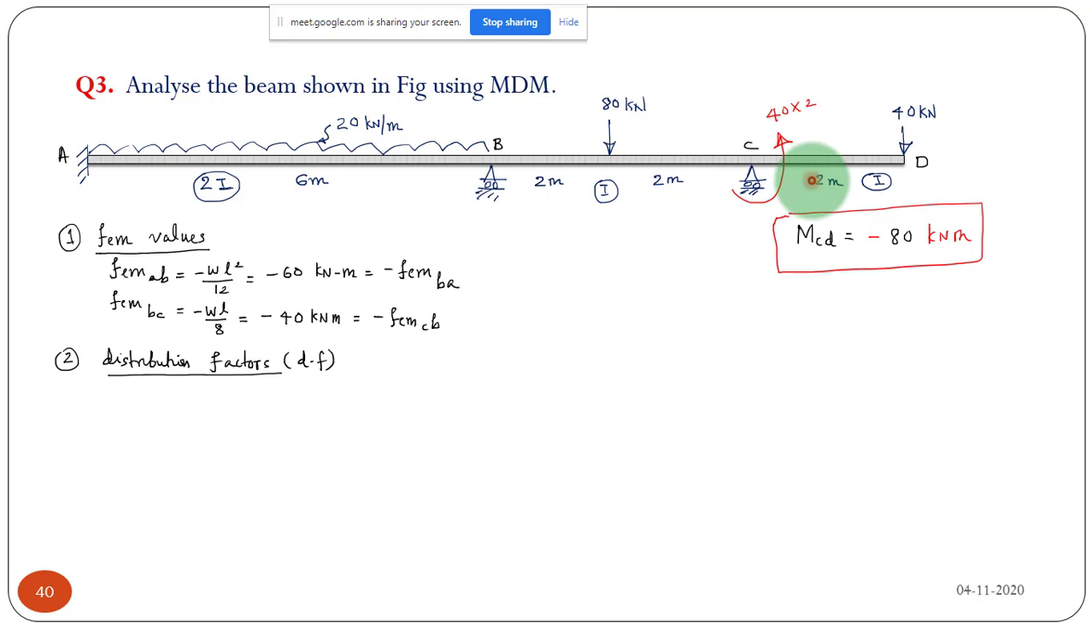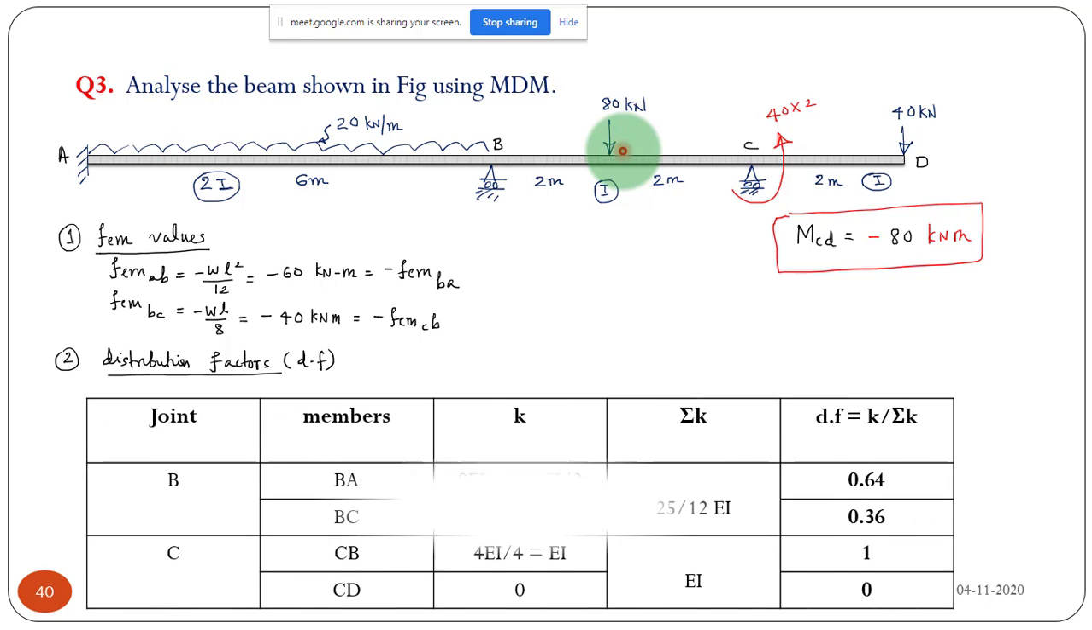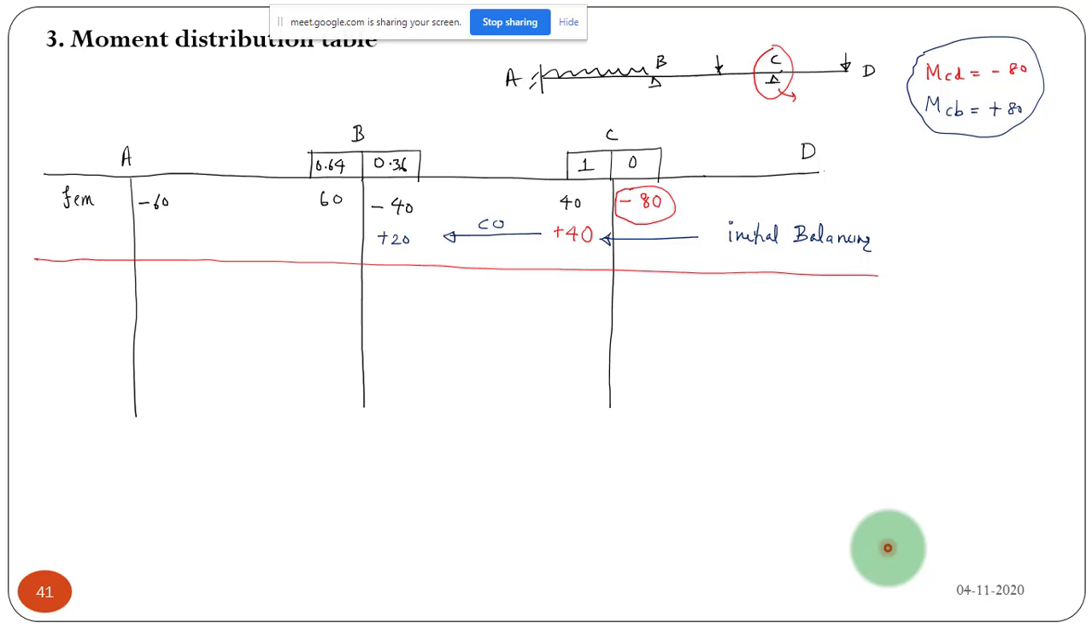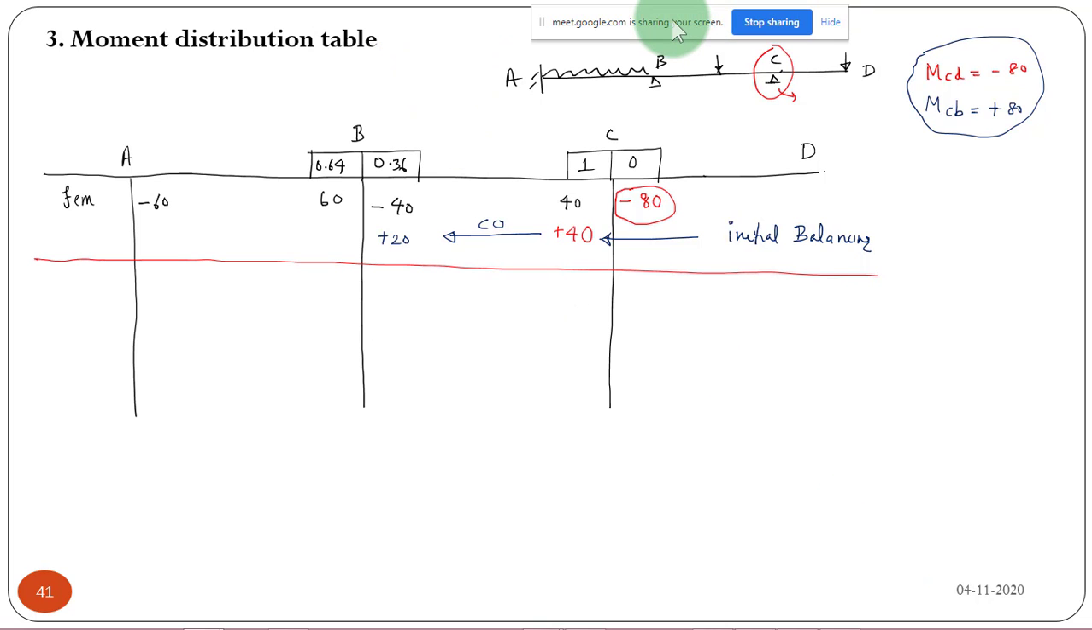First step is the same: we find the fixed end moment values, FEM. We have done that, FEM AB, FEM BA, and similarly for the span BC also. Second step is to get the distribution factor. Take the joint B, get the values for BA and BC, K by sigma K. Similarly, get the distribution factors for CB and CD. That also we have done. So I think we were at this step yesterday.